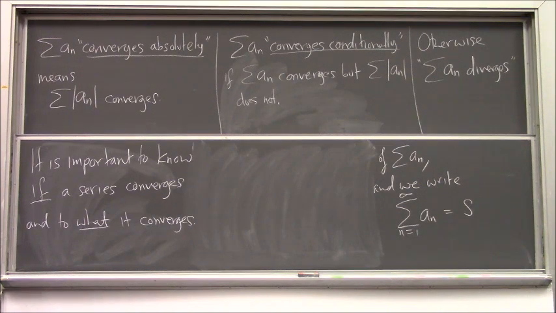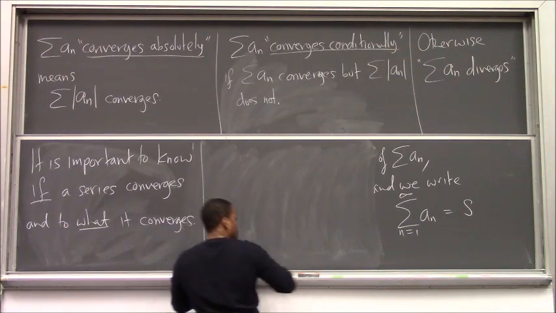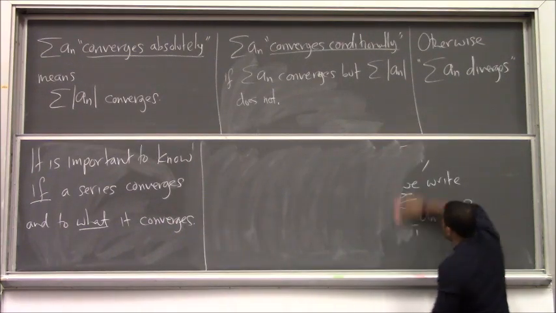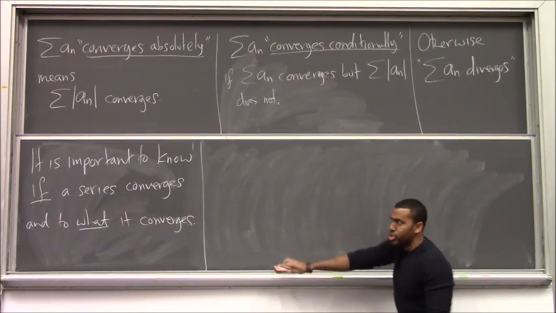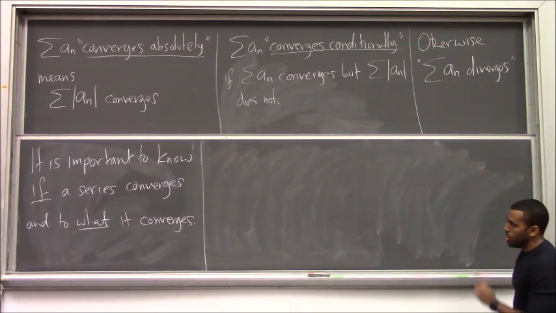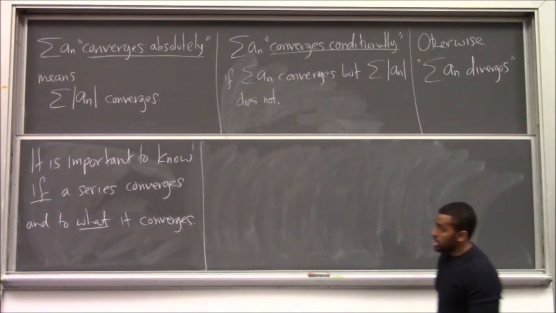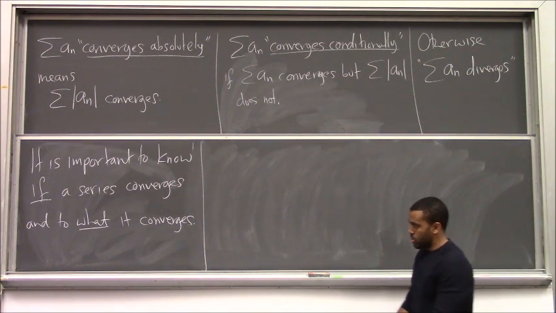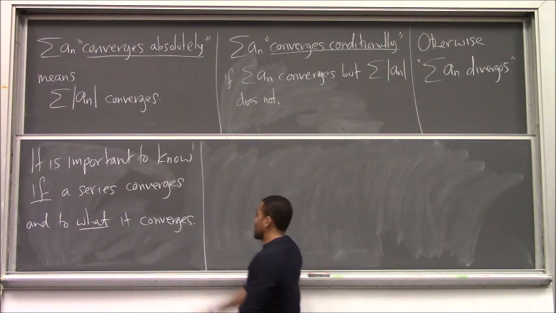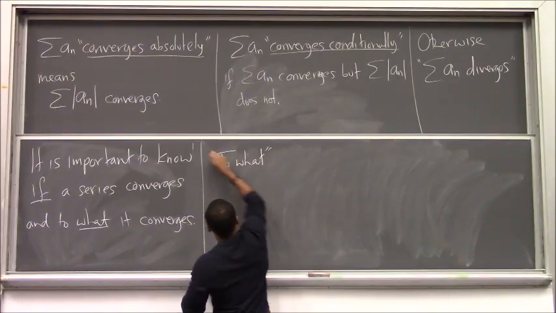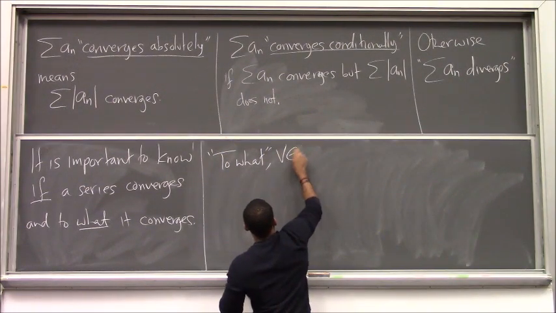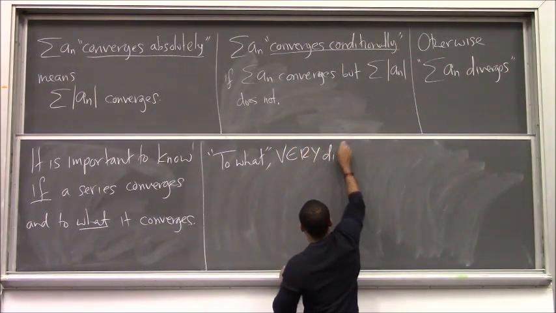Now, the "to what" question is actually a very difficult question to answer in general. We know a few cases on how to do this. At least, in this class, we learned specifically two ways in which we can know exactly that answer. But the "if" question is a little bit more accessible, and that's what we're going to focus on for the most part.